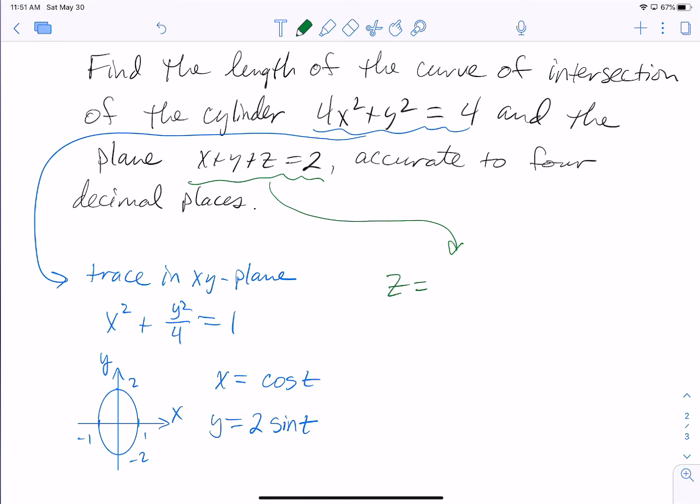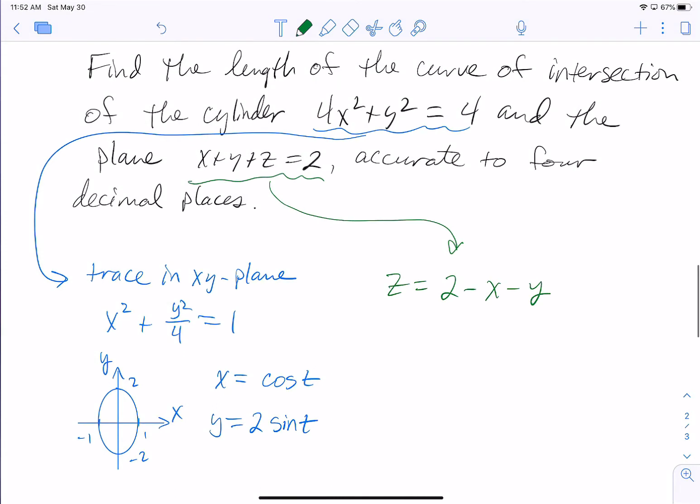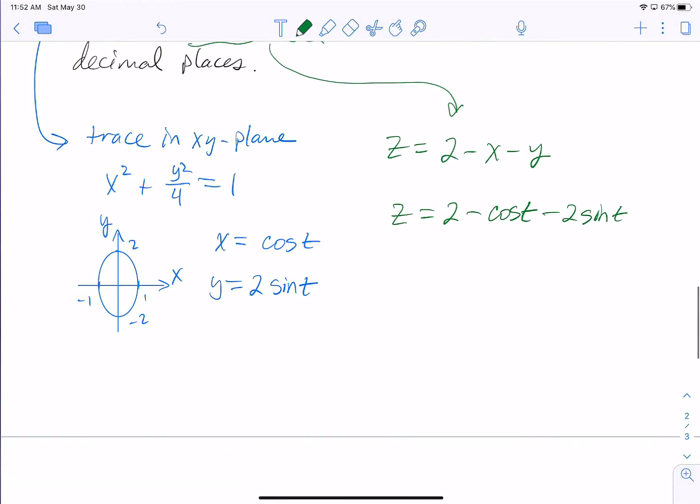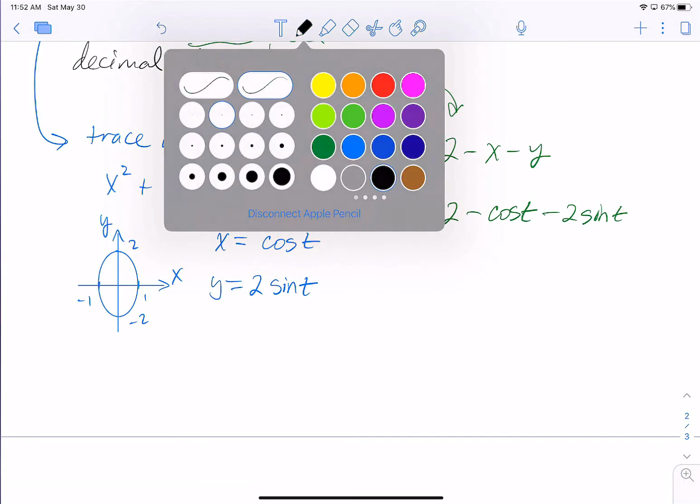So we have z is equal to 2 minus x minus y. And using the substitution here, we have that z is equal to 2 minus the cosine of t, because that's x, minus 2 times the sine of t, because that's y. The three of these together, x in terms of t, y in terms of t, and z in terms of t, will give us our r.